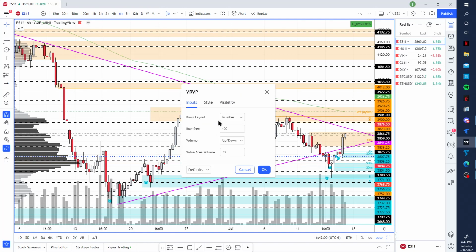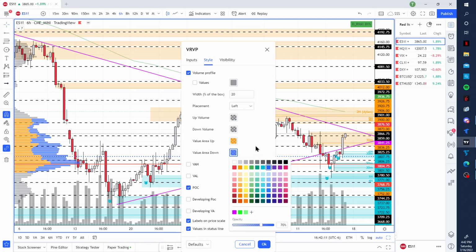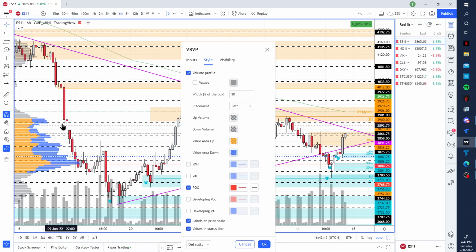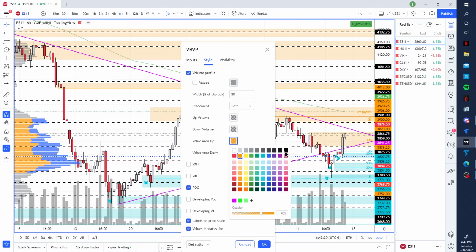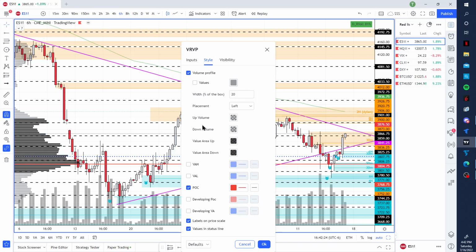What else does it do? They also do value area up and down. I think when you first get it, there's blue and orange or something like this. It shows the buying versus the selling, I believe. I don't care about that. I just care about the nodes and the spikes. So I just make them all the same color. Makes it easier to see.